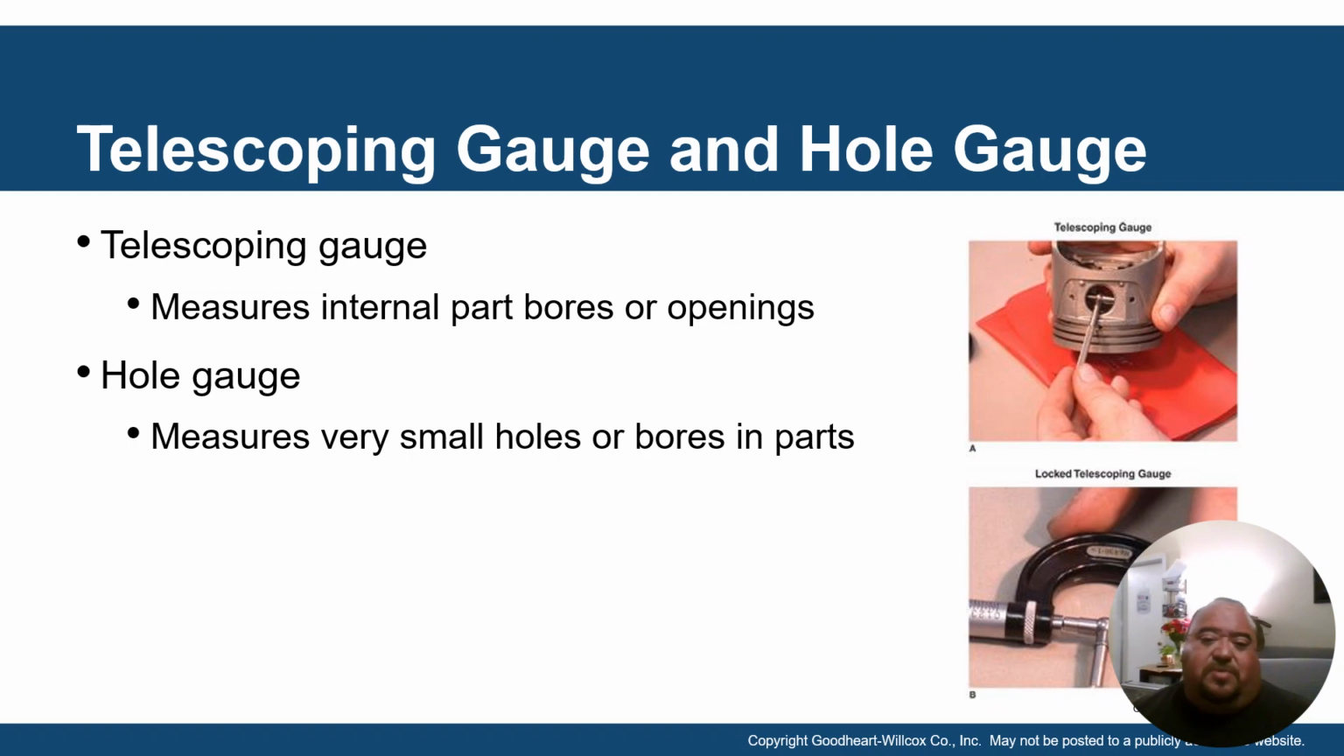We have the telescoping gauge and the hole gauge. The telescoping gauge measures internal part bores or openings. The small hole gauge measures very small holes or bores in parts.